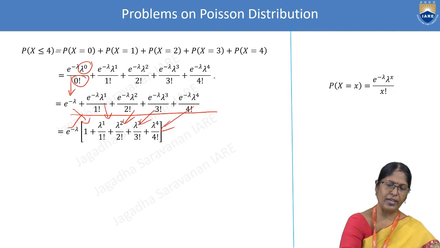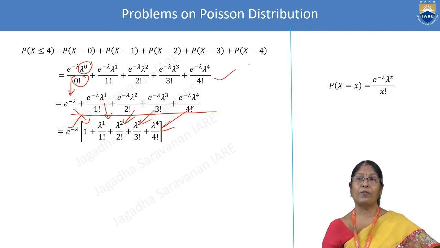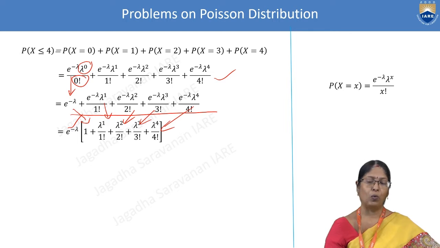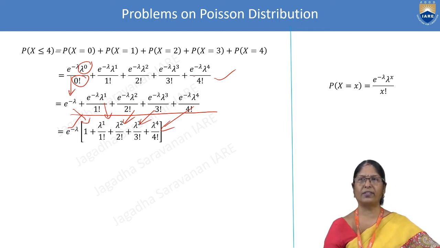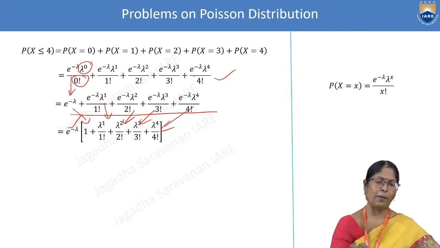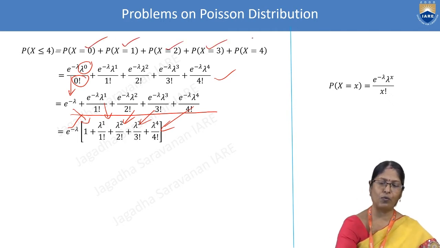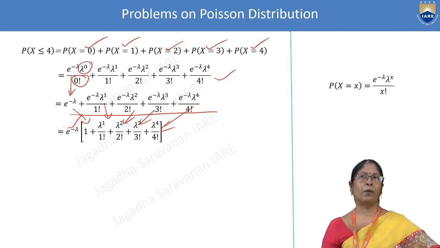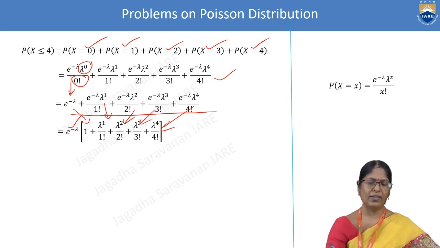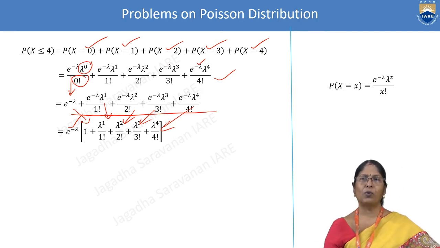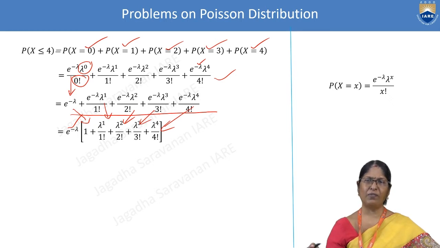Initially one doubt we got: lambda we know, the value is 2.5, so why didn't we substitute at the initial stage itself? If we substituted, nothing would be wrong. But since so many terms are there, nearly 5 times we applied the Poisson distribution formula, and e power minus lambda is a common term for every one. So we get the idea that it is better to take e power minus lambda as a common term, just to save time.